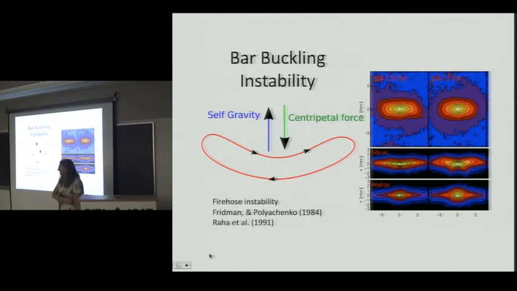So these X-shaped features would be a transient feature that leads to a peanut. Right, that's the standard scenario, but I'm going to say that's not the whole story. Yes. But what you showed us is that those features are present in the older stars, the redder stars, but not in the young stars.